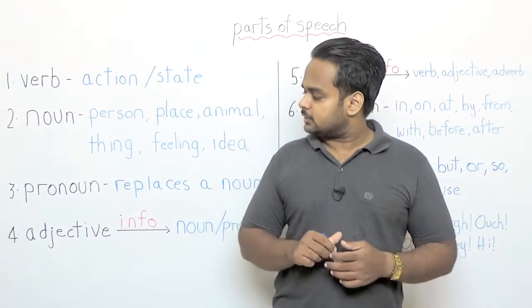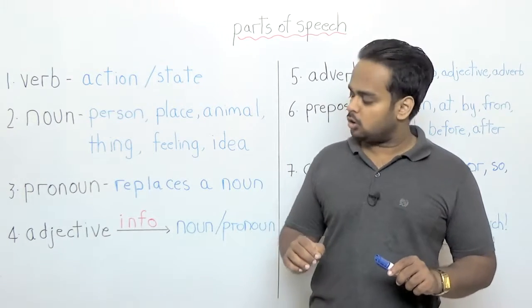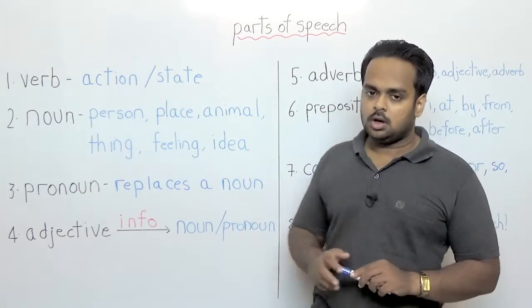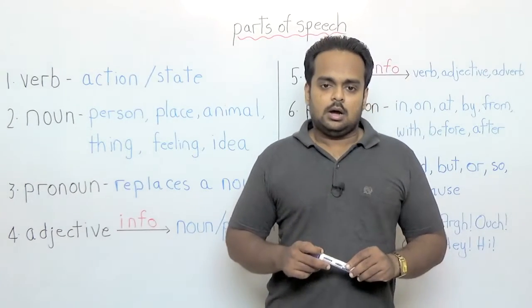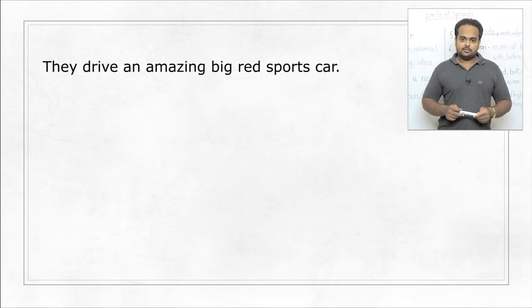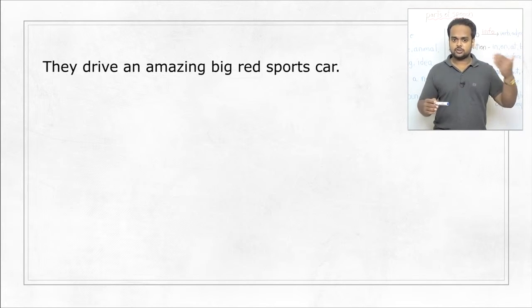natural. Okay, the next part of speech is the adjective. An adjective is a word that gives us information about a noun or a pronoun. Have a look at this sentence. They drive an amazing big red sports car. Here, the noun that we are interested in is car. So can you identify all the adjectives that give information about car?